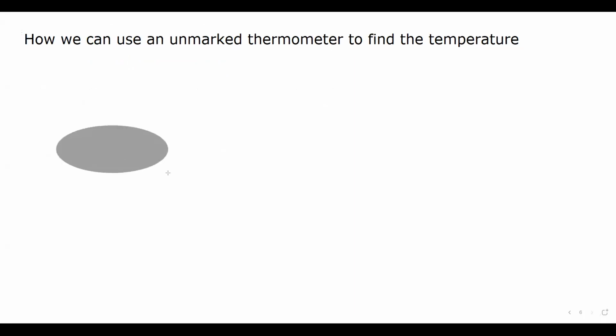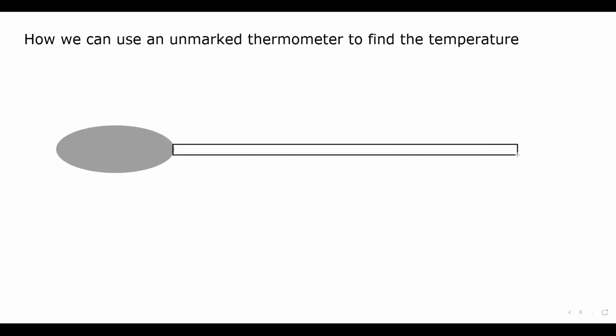Say this is the bulb of a thermometer and this is a capillary. And this thermometer is not having any marking. There is no number written on this thermometer. And I want to find the temperature of this object. But if no number is written on the thermometer, how can this thermometer be used to find the temperature?